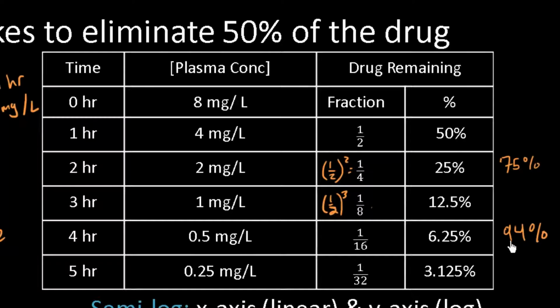And so as more time goes by, I'm going to metabolize another half-life, right? So if I had 1/16, then I have 1/32 left at 5 hours, or 5 half-lives.